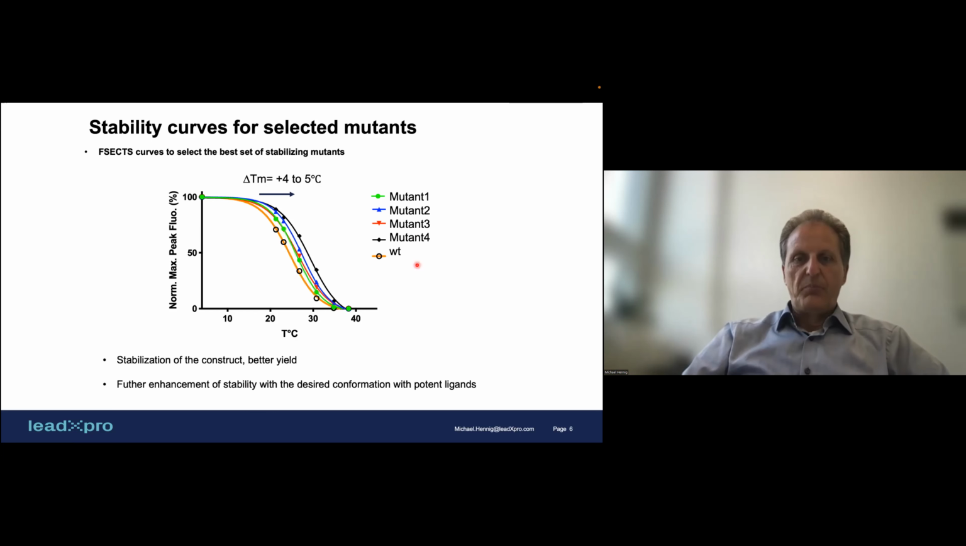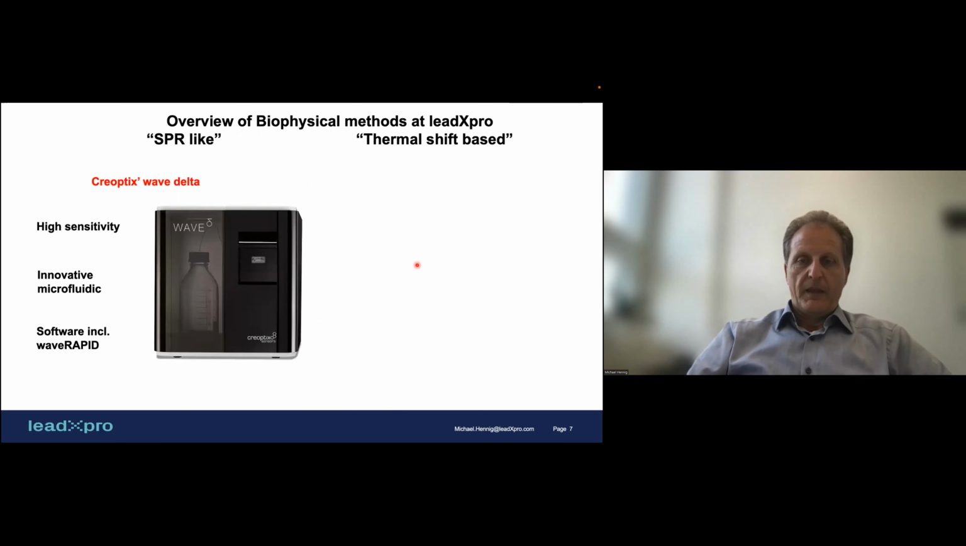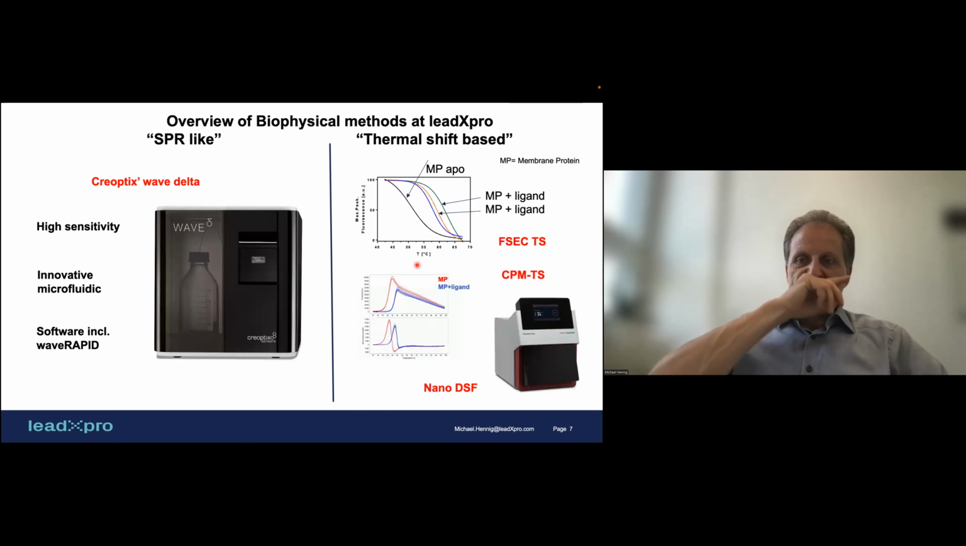And this is very important because even if you work at 4 degrees, the protein requires some stability to have purification and then cryogenic freezing or crystallization. Very important for us is the control of the ligand binding, and this is done by biophysical methods. Here we have mainly two methods we work on.